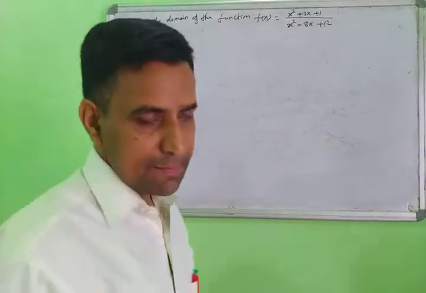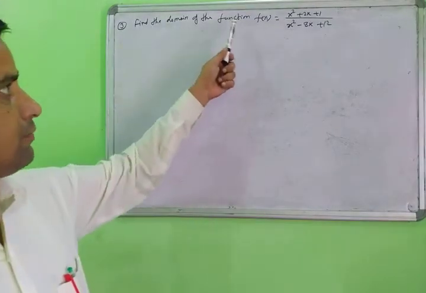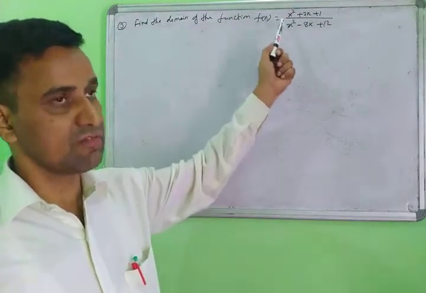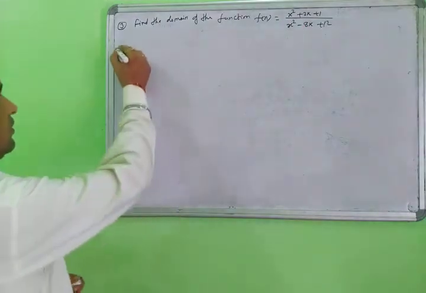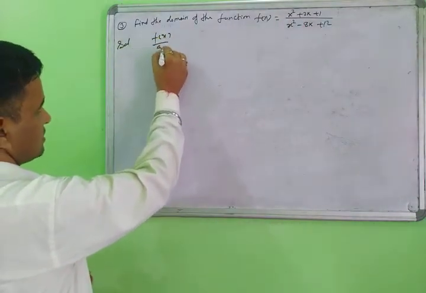Yes, student, next question. I am taking the same exercise here. Question number 3. Find the domain of the function. The function given here is a rational function, because this is f(x) upon g(x). Solution start. This is f(x) upon g(x).